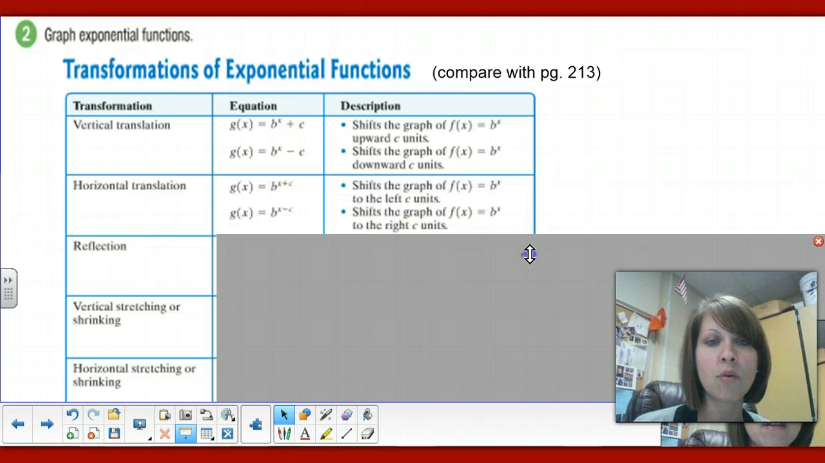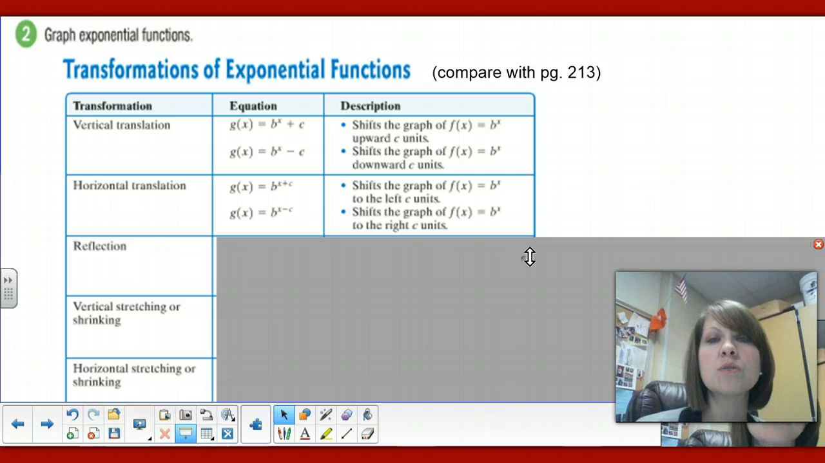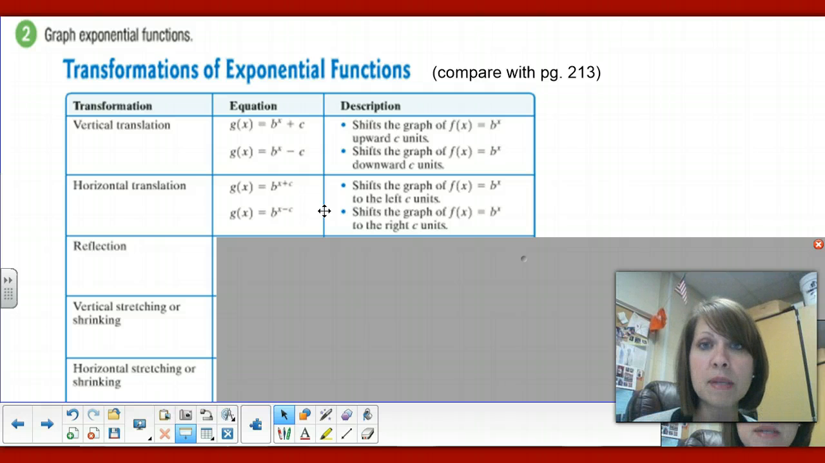On the other hand, the horizontal translation is when you are adding or subtracting within the function. And within an exponential function means in the exponent of the function. That will shift to the right or to the left. It's the opposite still of what you expect it to be.